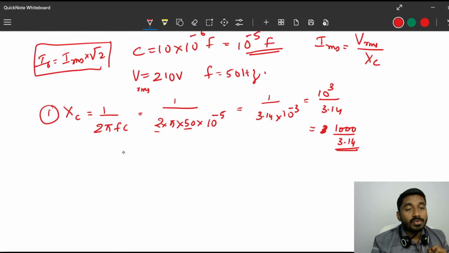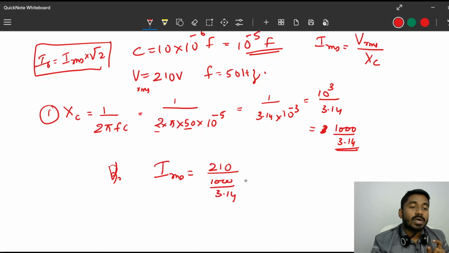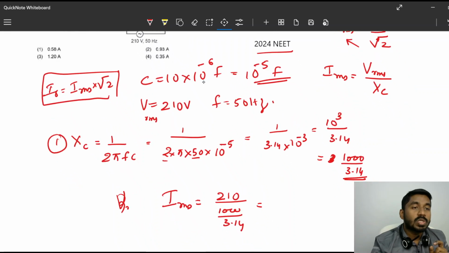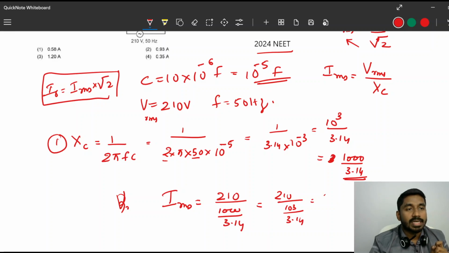After this we can find the IRMS, which is equal to 210 VRMS divided by 1000 by 3.14. Solve it and you will get the answer as option B, option 2, 0.93. So 210 divided by 10 raised to 3 divided by 3.14, you can just solve it. You will get the answer 0.93 ampere. Option 2 is the answer.